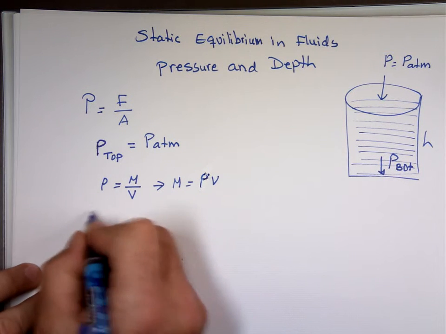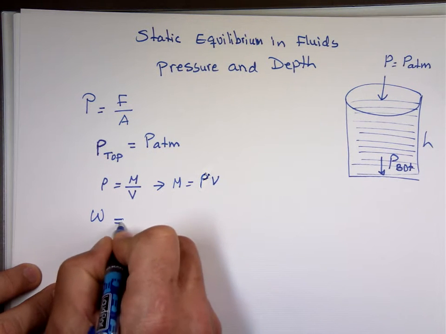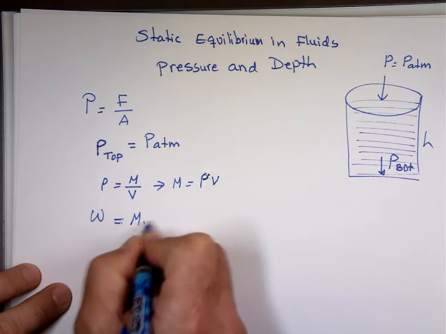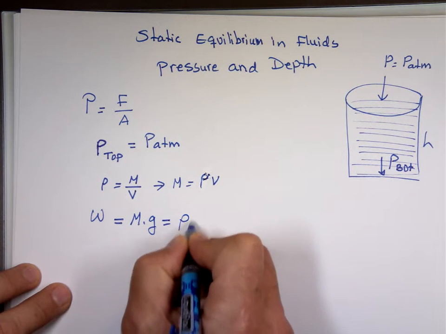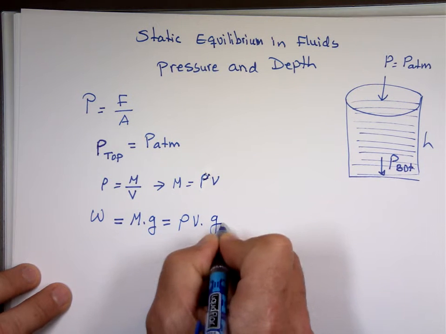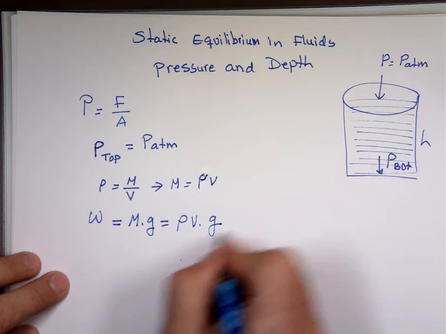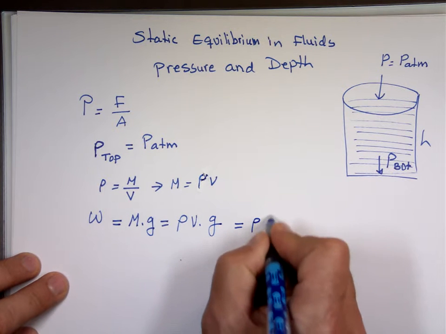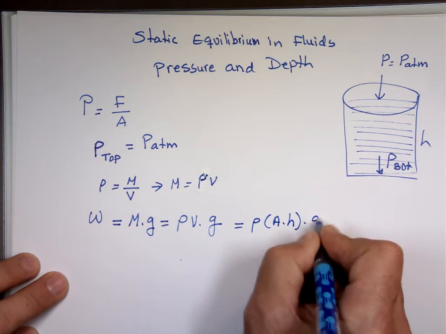So the mass of the water here, or the weight of the water, equals mass times gravity. And since mass equals rho times volume, times gravity, and the volume is equal to area times height, times gravity.